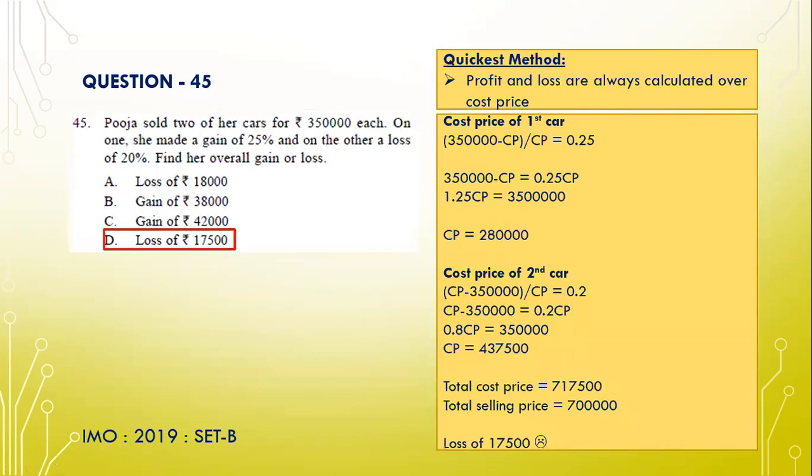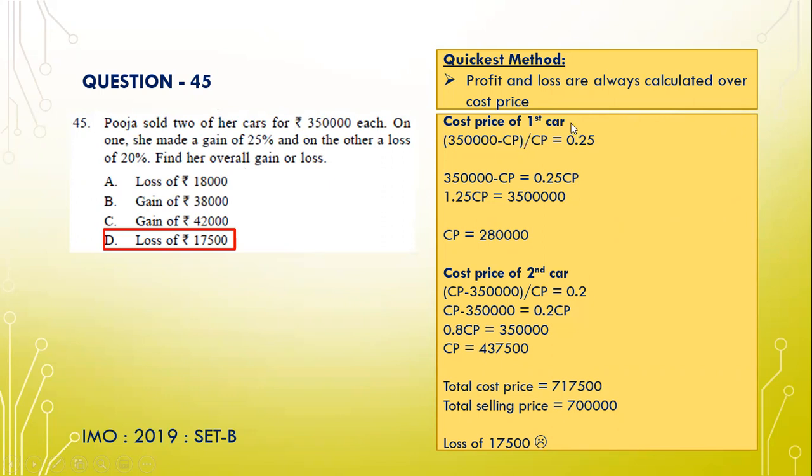Pooja sold two of her cars at 3,50,000 each. On one, she made a gain of 25% and on the other, a loss of 20%. Find her overall gain or loss. Okay. Again, you remember that profit and loss are always calculated over cost price. Very, very important. Profit and loss are always calculated over cost price.